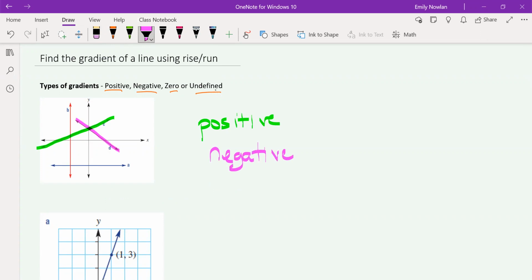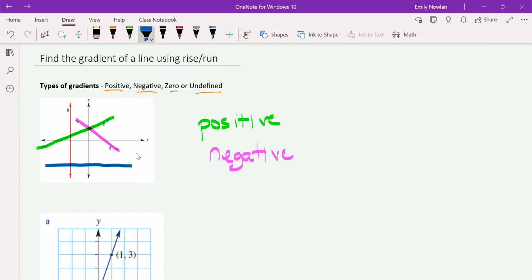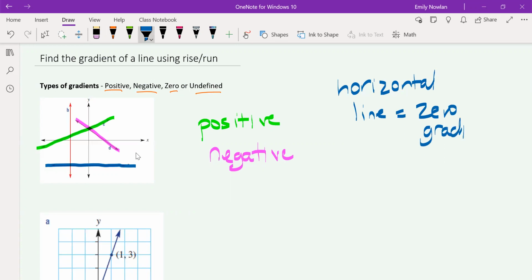So what about these other gradients? Well, this blue gradient here is a horizontal line. Okay, completely horizontal line is a zero gradient. Horizontal line is a zero gradient. Okay, and that's because its rise, how far up it goes, compared to how far the run, how far along it goes, is always zero because the rise is zero and it doesn't matter what you divide it by. 0 divided by anything will give you 0.